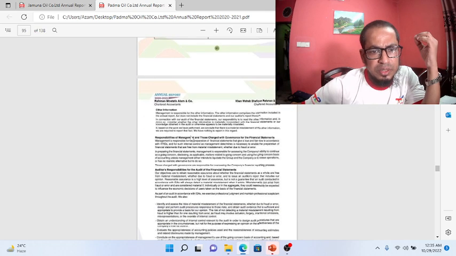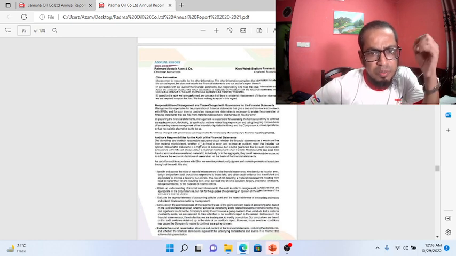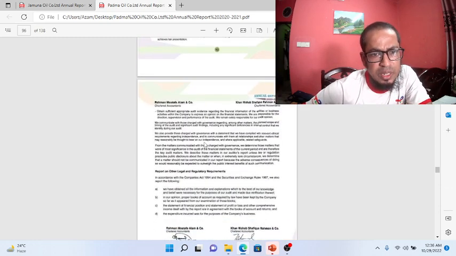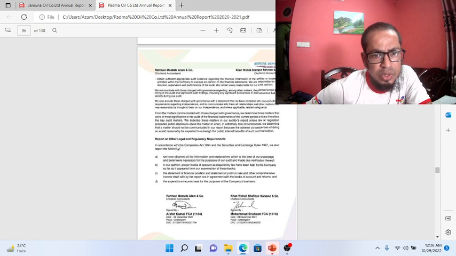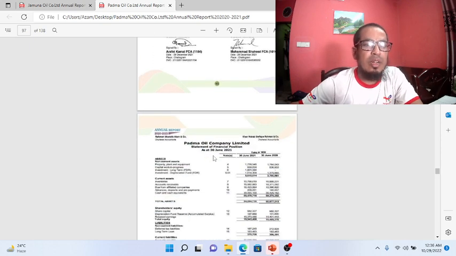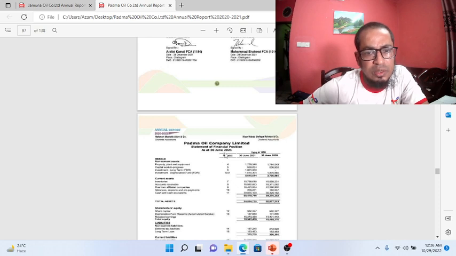Key audit matter. Other information: there is no other information to be judged by the auditor. Responsibility of management, and at last responsibility of the auditor. Then, the report on other legal or regulatory requirements, and the auditor's signature. This is the clean or unmodified opinion given by the auditor of the Oil Company Limited for the year ended 30th June 2021.